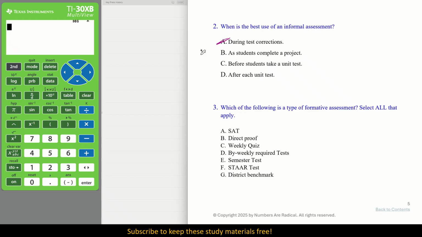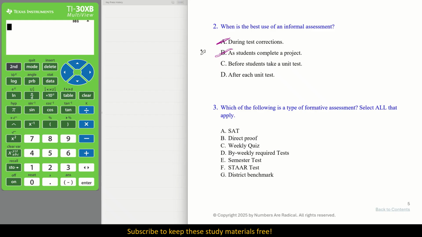All right. So let's look at B. As students complete a project, well, not actually. That's the time to assess them. You really want to assess them informally before you start the project to see if they're prepared for it in the first place. So I don't think that's going to help us out as far as a project.